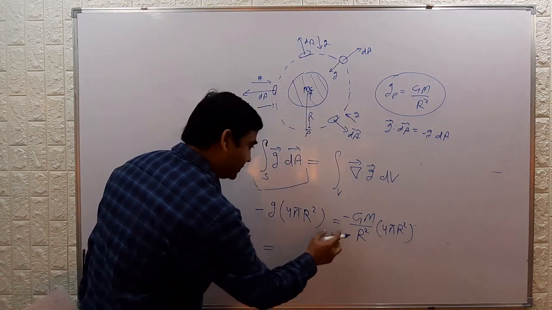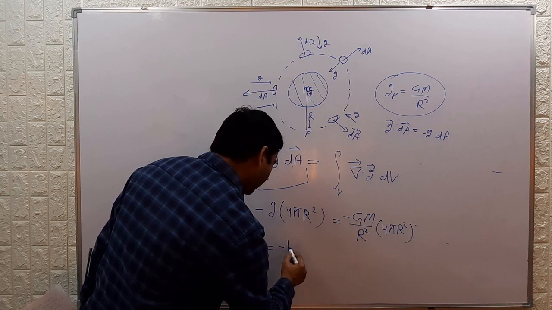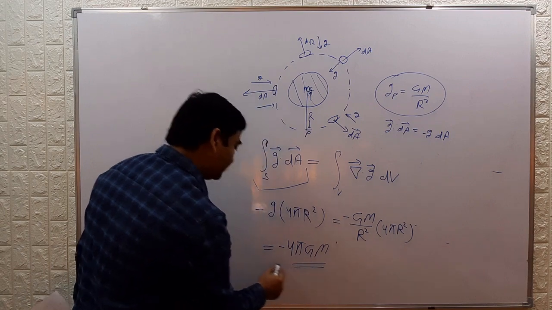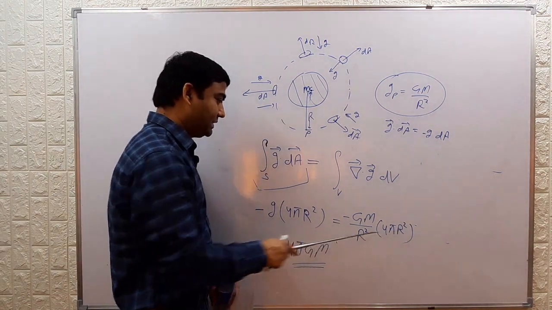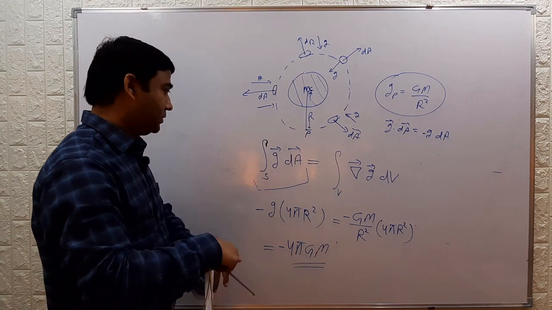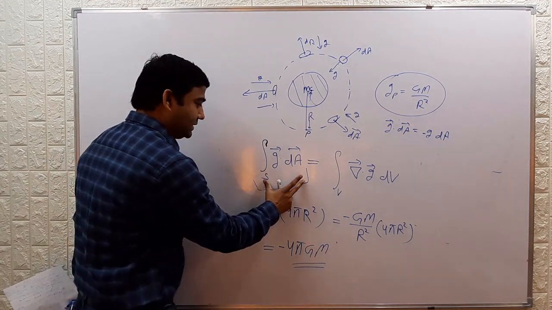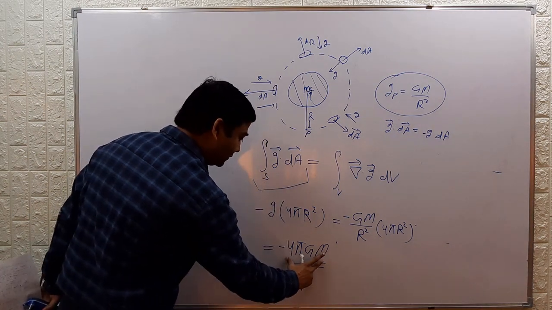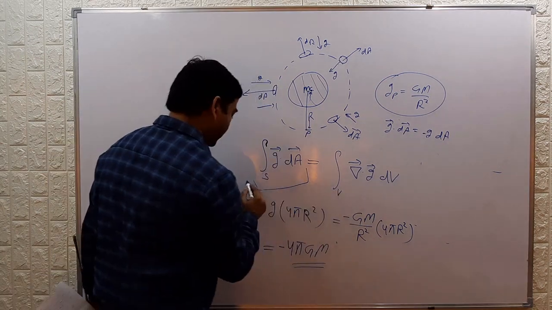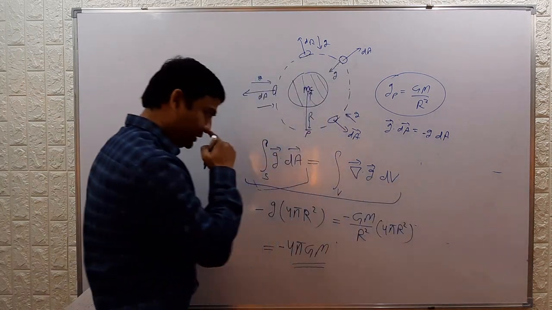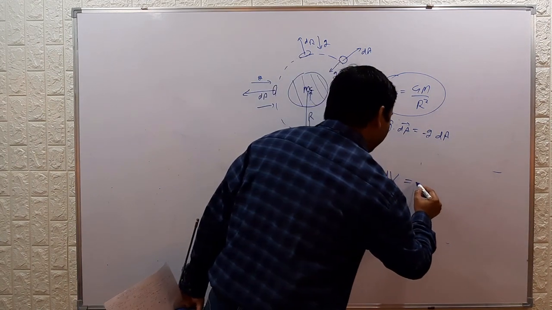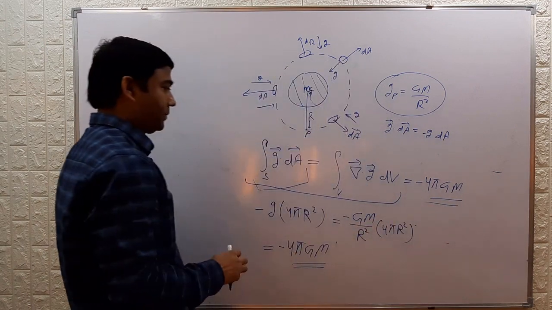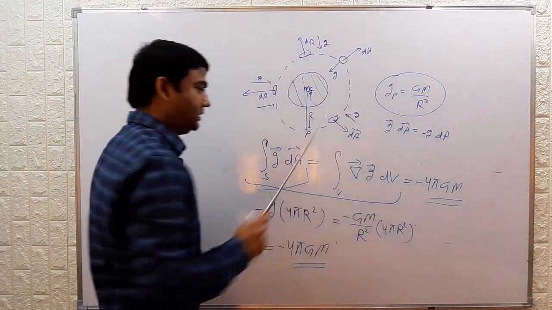And this can be written as minus 4 pi Gm. R will cancel, and this is minus 4 pi G. So the surface integral, that is flux due to gravity, is minus 4 pi Gm. This is the statement of Gauss's law for gravitational field. This is the Gauss's law for gravity.